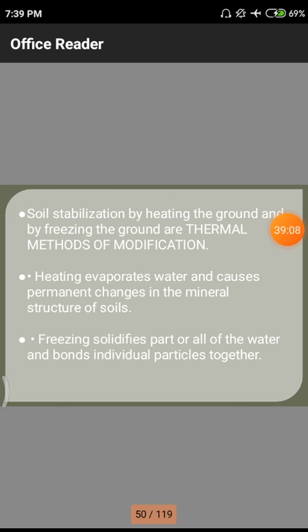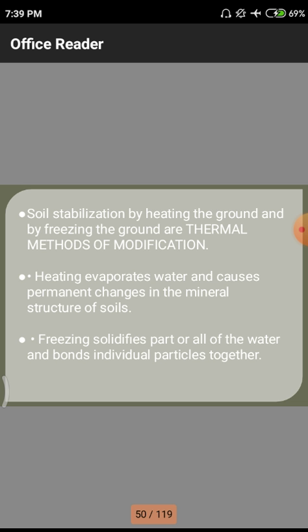Next we have 3 points. Soil stabilization by heating the ground, by freezing the ground, by using different thermal methods. Thermal methods means normally we apply different kinds of thermal additives in the particular soil, so that automatically by absorbing sun rays and others they will burn. Automatically the water will be evaporated up to a particular level only. These thermal methods are suitable.